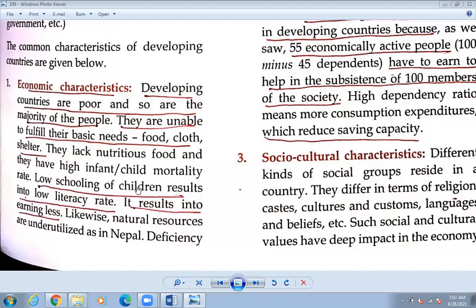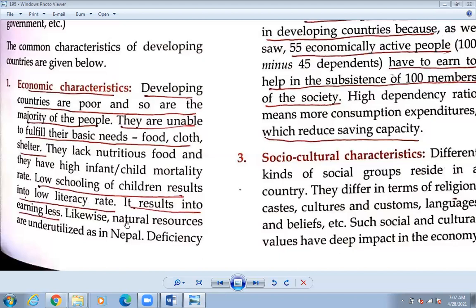So low schooling of children can be seen. In Nepal also, earlier the schooling rates were a little low. Ladies were not preferred. If you go to the mountain regions, schools do not even run there. So the illiteracy rate is high in the poor country. If there is a low literacy rate, then what will happen? They cannot earn more also. If you do not learn, you cannot earn also. Earn, learn, isn't it?